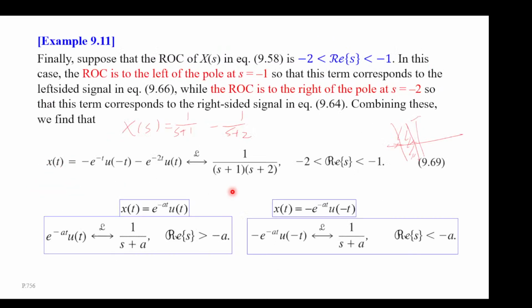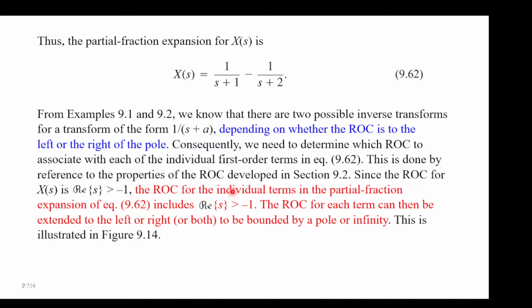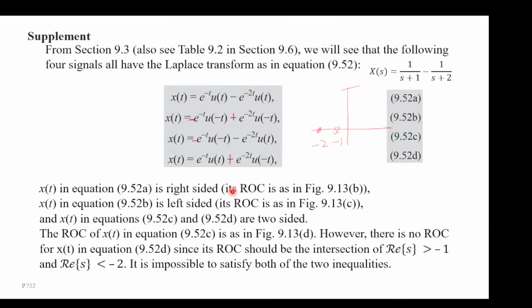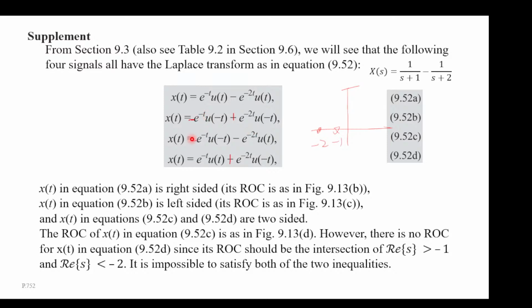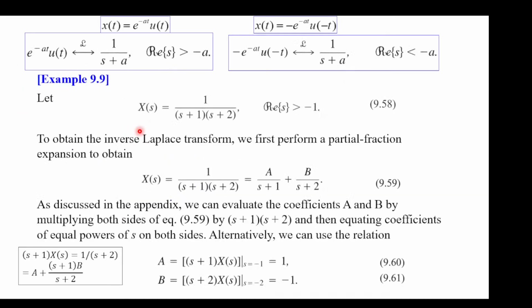A good picture is to go back to here. These three different ROCs correspond to the poles. Each partial fraction corresponds to a pole, and each ROC corresponds to whether you pick the right-sided function for both poles, or one of them right and one of them left, or both of them left. That corresponds to these three different ROCs and three different functions here. Any questions about the quick review of last time?